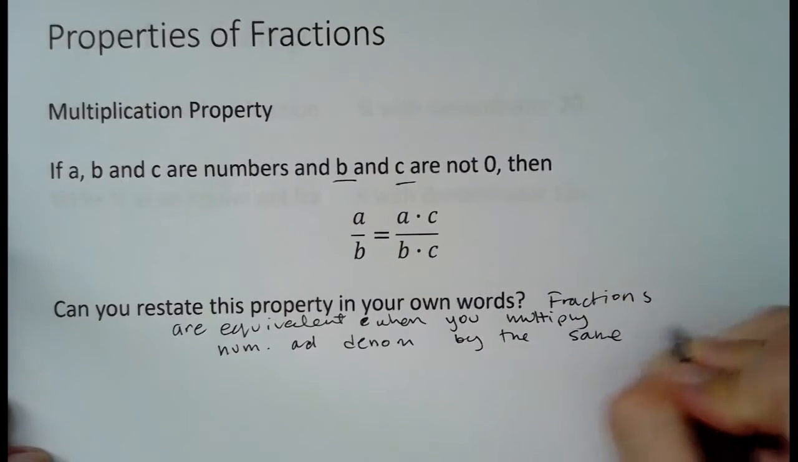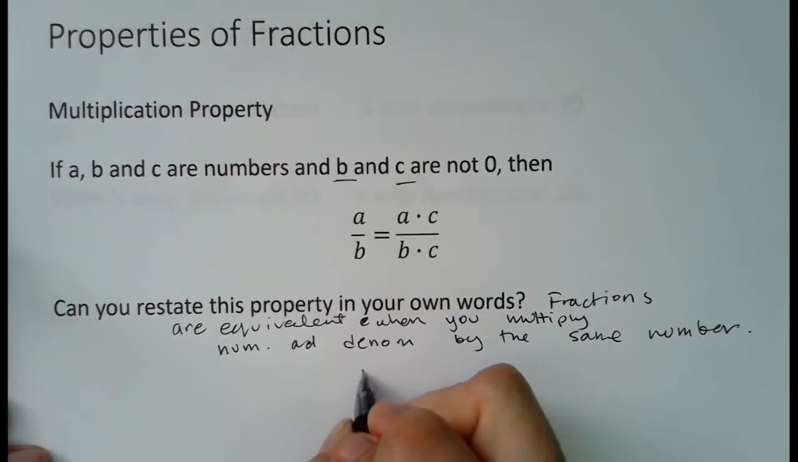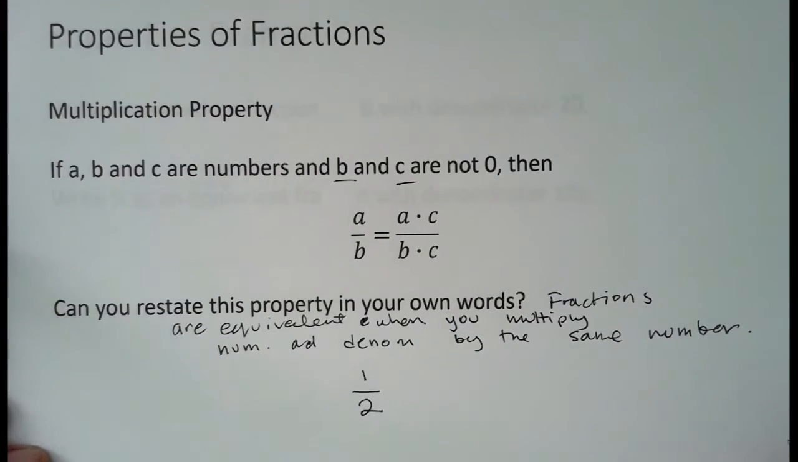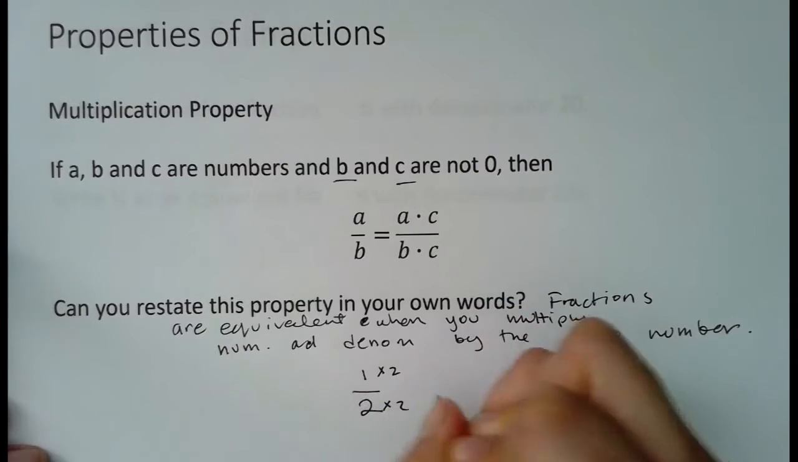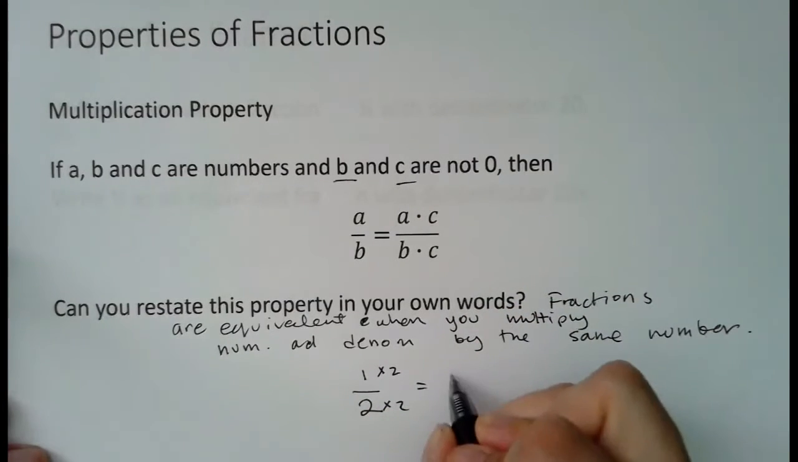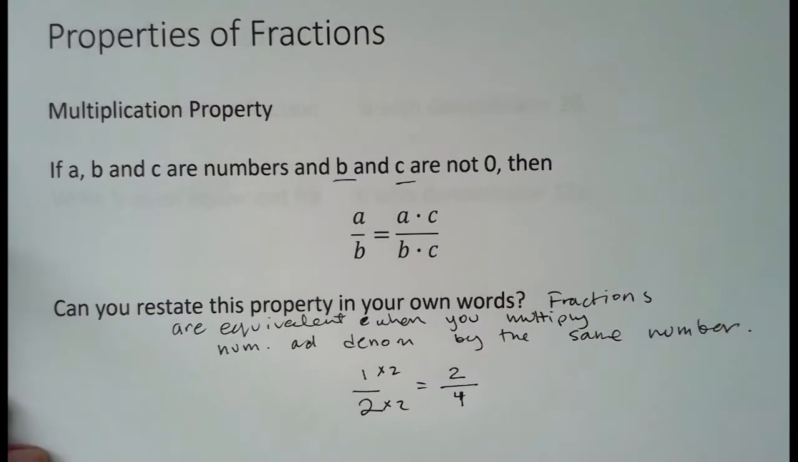And I'll show that to you. So suppose you have the number 1/2. Let's say I wanted to multiply top and bottom by 2. 1 times 2 is 2. 2 times 2 is 4. See, that's the equivalent. And we know from the previous example that these two are equivalent and they're equal. So that's how that is.